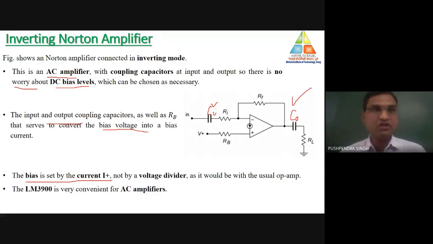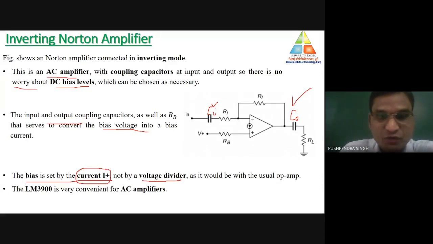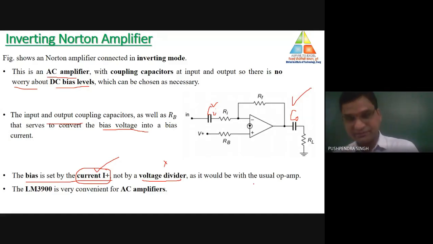So in case of the inverting Norton's amplifier, how to set this biasing? With the help of current I plus, not by the voltage divider. Remember this. Biasing is to be set with the help of current I plus, not by a voltage divider, as it would be in case of a usual op-amp. So whenever you are using inverting, set it with the help of the I plus current.